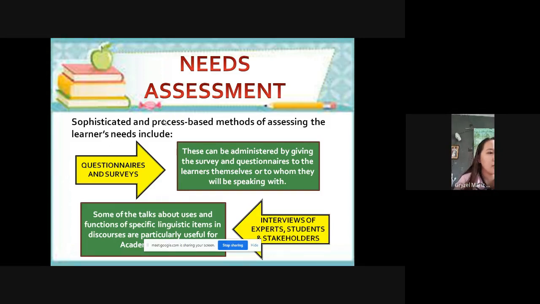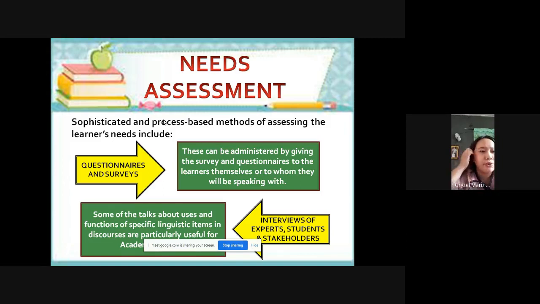Interviews of experts, students, and stakeholders. Some of the talks are about uses and functions of specific linguistic items in this course, particularly for academic purposes. So, why do we need to assess the language? Why do we need assessment? It's because the needs of the students change through time. That's why we also need to change what we have today for the learning to be fit in our current state.